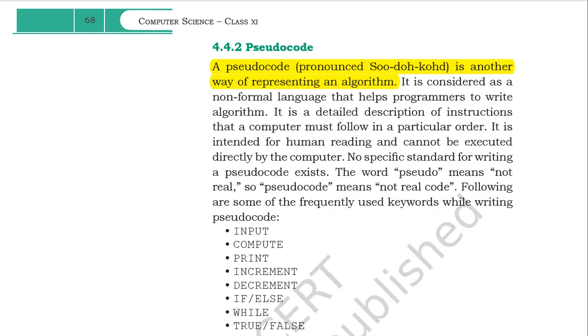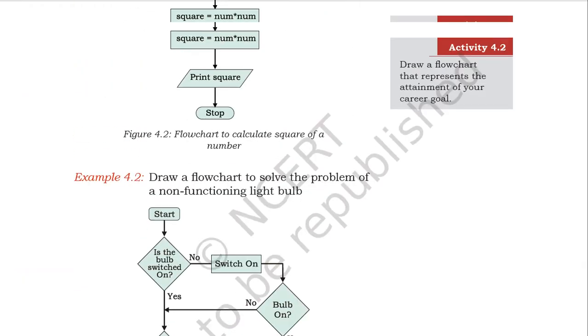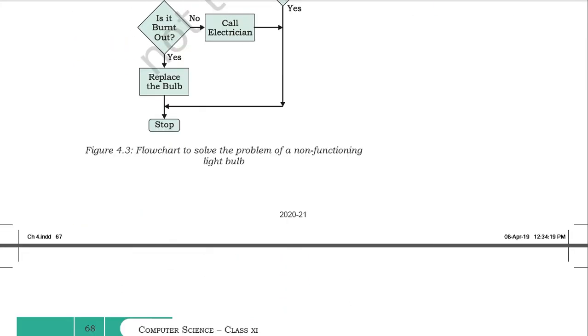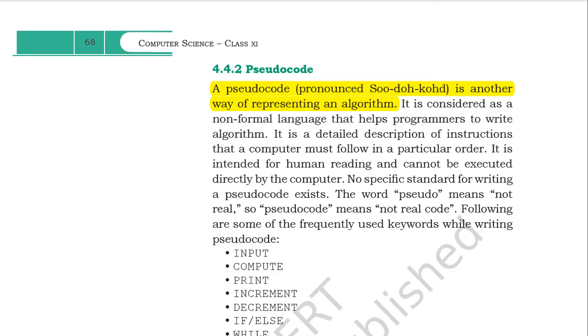Today we will learn about pseudocode. This is from chapter number 4, part number 4, for class 11. Previously we have already learned about algorithm and flowchart in chapter number 4, and now, as a continuation of the chapter, we are to read about pseudocode.